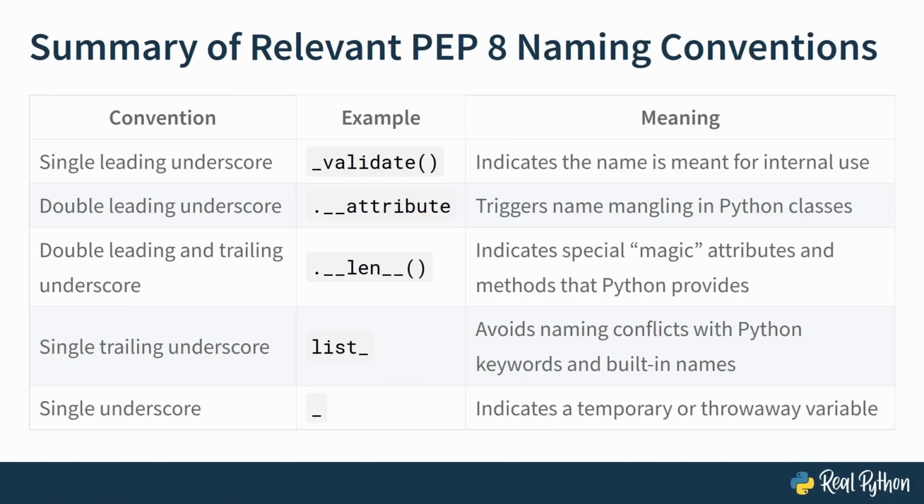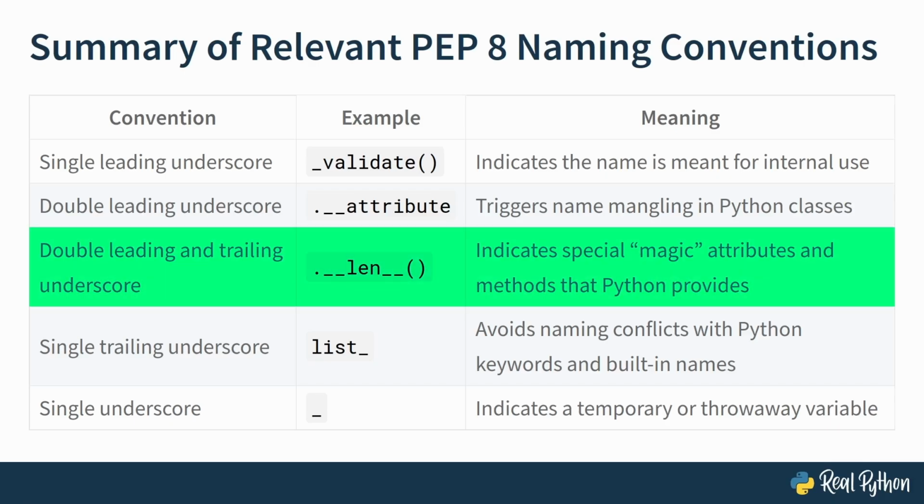So this is a summary, and these are the naming conventions we'll be talking about. The first one, single leading underscore, for example, _validate, indicates that the name is meant for internal use. And we'll come back to what that means in the next lesson. There's a double leading underscore, like __attribute. That triggers name mangling in Python classes. And again, we'll come back to what that means.